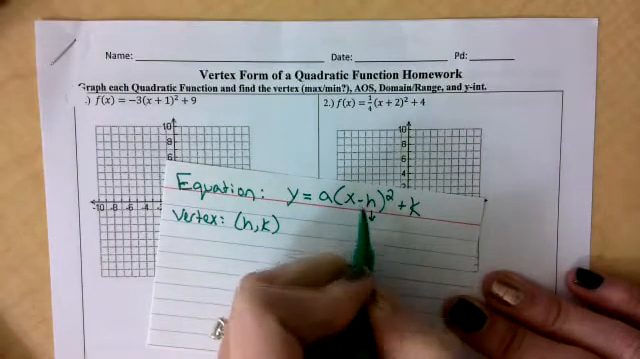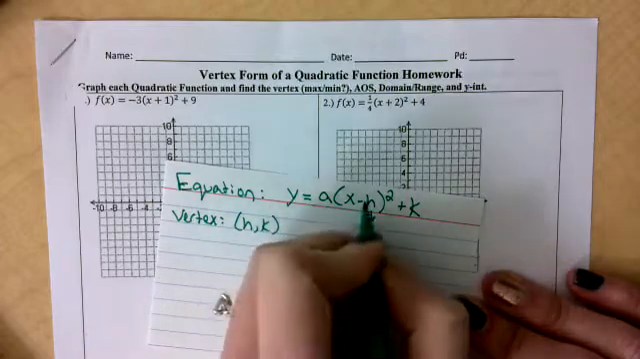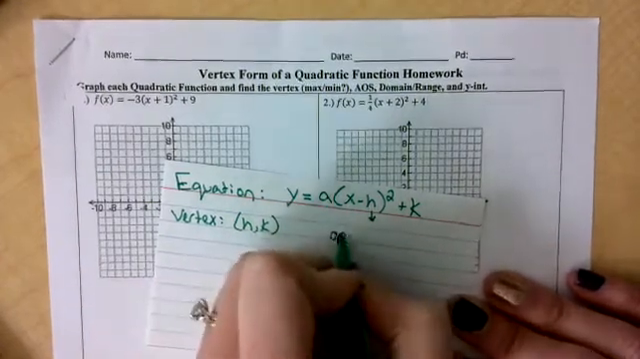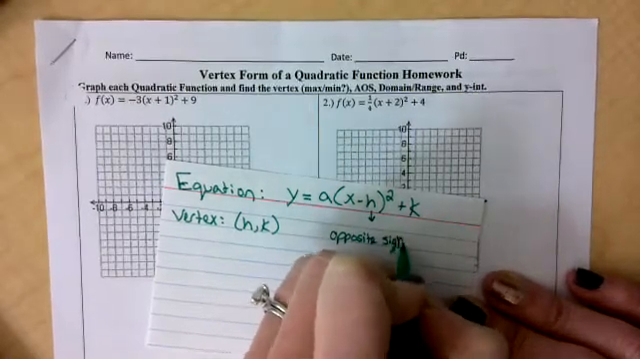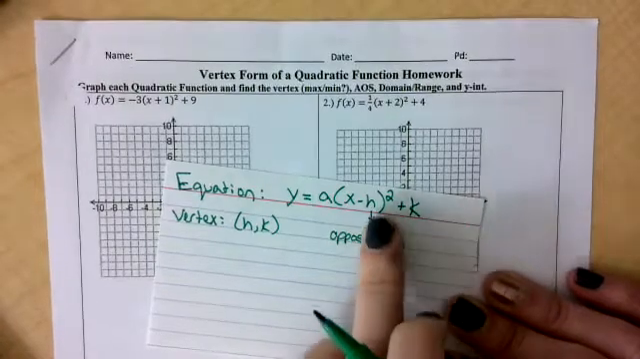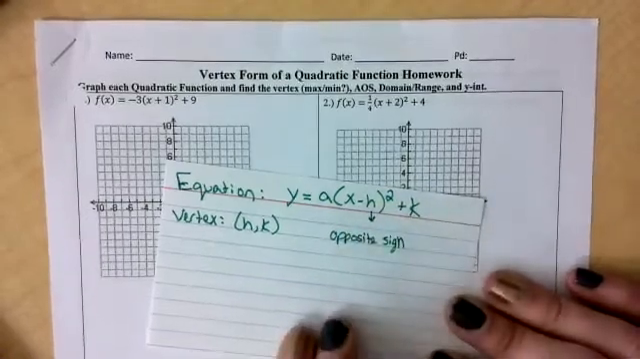We don't want the negative with it. That's part of the formula. So when you pull out the h, it's actually going to be the opposite sign from what you see in the equation. And the k is what it is, okay? So when you pull out the h and the k, just pull out the h, don't pull out that sign with it.